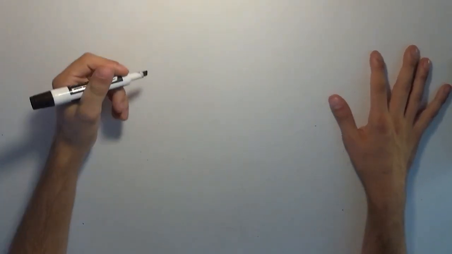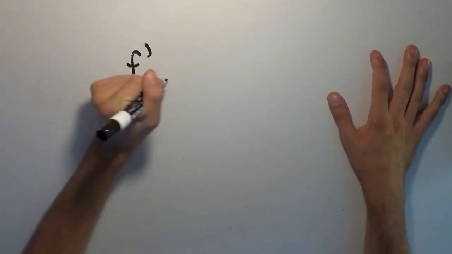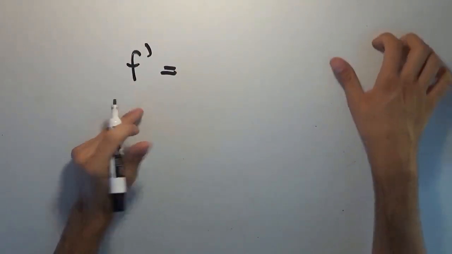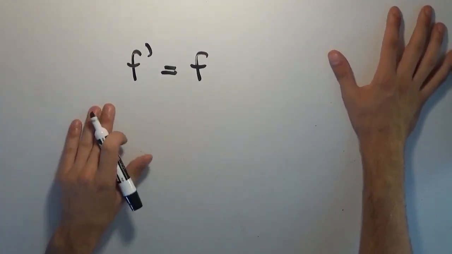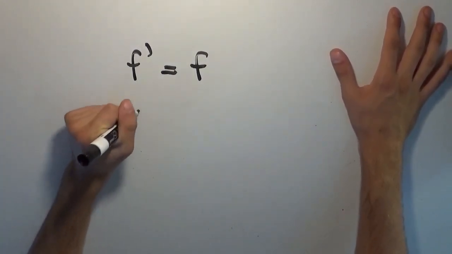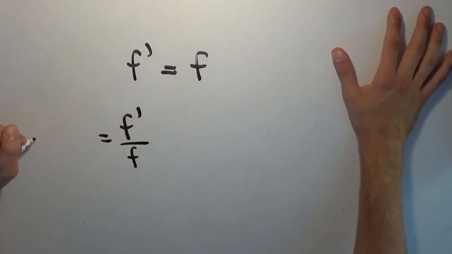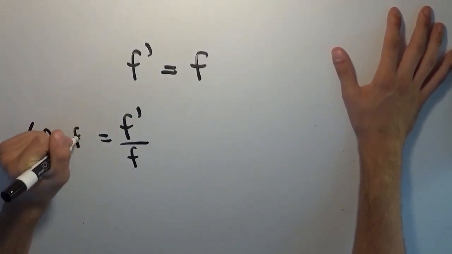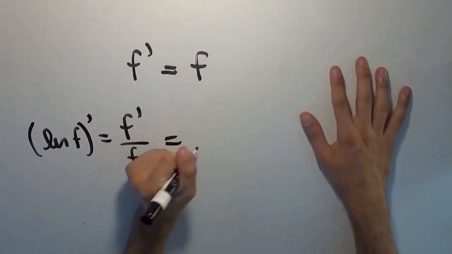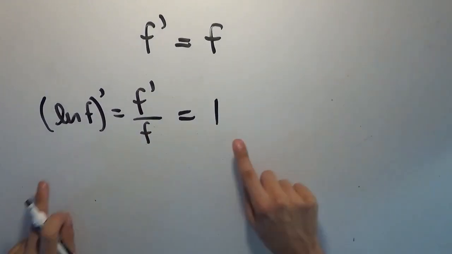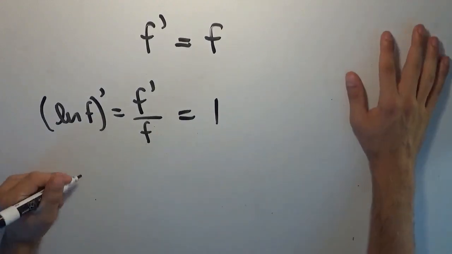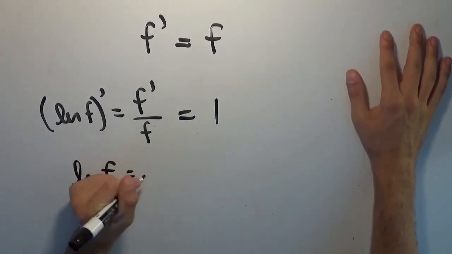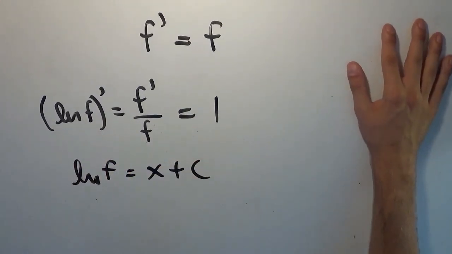So in regular calculus, there's the question of, is there some function f, or some function that if you take the derivative of it, you get the function back? And that's a pretty natural question. So what you can do is you can divide both sides by f, and you get f prime over f, and this is just equal to the derivative of the natural logarithm of f. And because we divided that side by f, we get 1, right? And now to solve for the function, we have to integrate both sides. And we get that the natural logarithm of f is equal to x plus some constant, right?